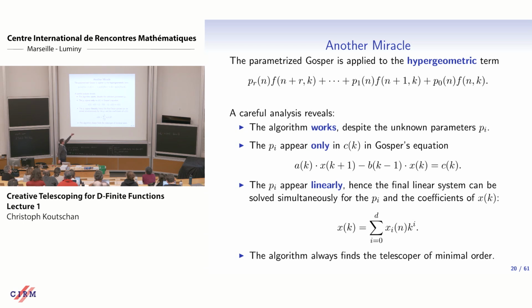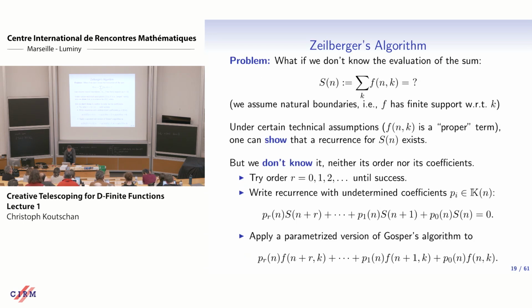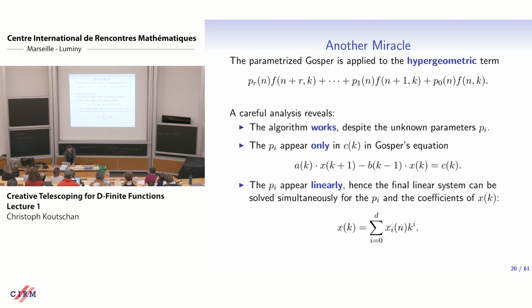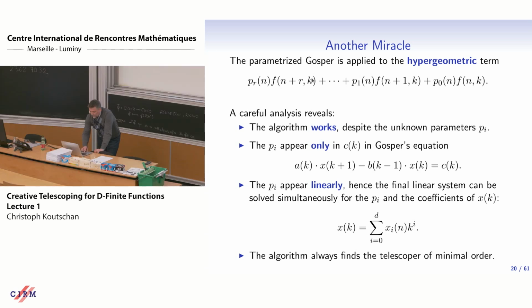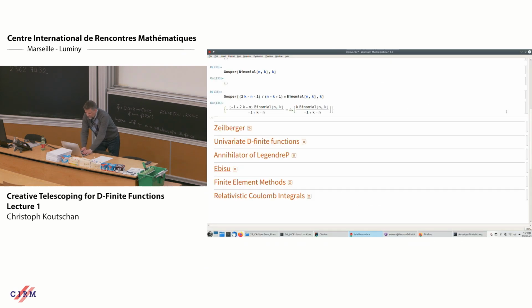Okay, and so by construction, because we loop over the order, the recurrence on the left-hand side here is called the telescoper. Because we loop, we are guaranteed to find the telescoper of minimal order. Good. So now let's look at some examples.